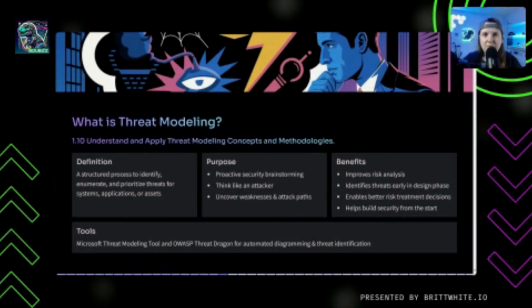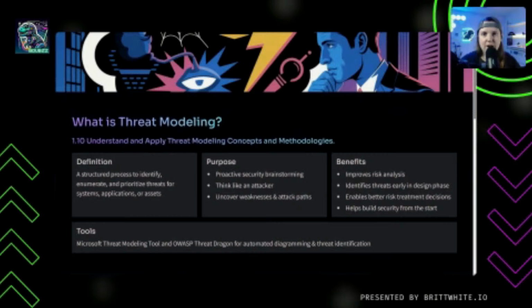There are also various software threat modeling tools available to assist with this process, such as the Microsoft Threat Modeling Tool and OWASP Threat Dragon, which can help automate diagramming and threat identification. So why should we threat model? It improves risk analysis by providing a more granular and comprehensive threat picture, especially for complex systems. It helps identify threats early in the design phase, known as proactive threat modeling, or in existing systems, referred to as reactive threat modeling. This all leads to a more informed risk treatment decision and more effective security controls.